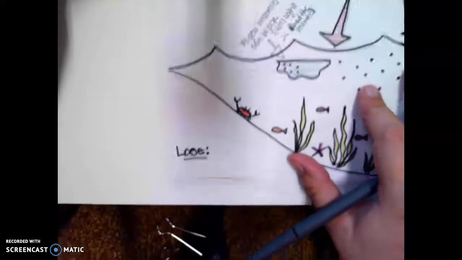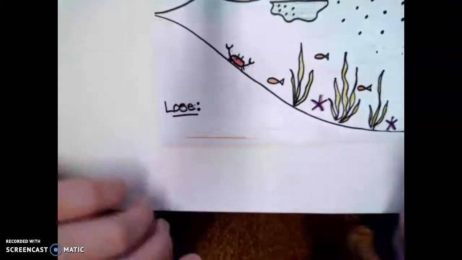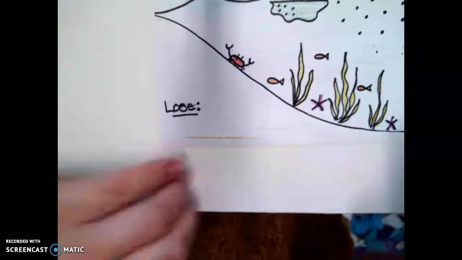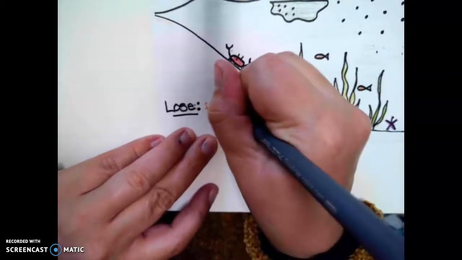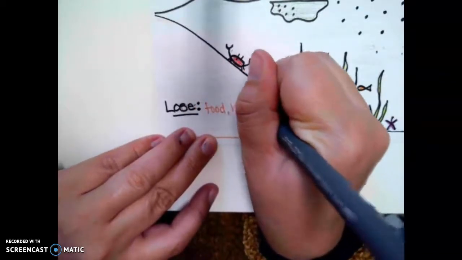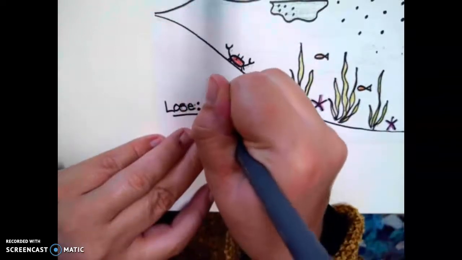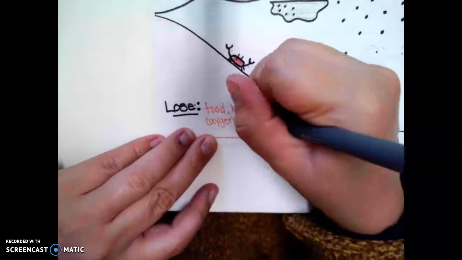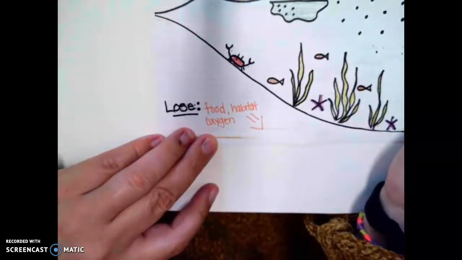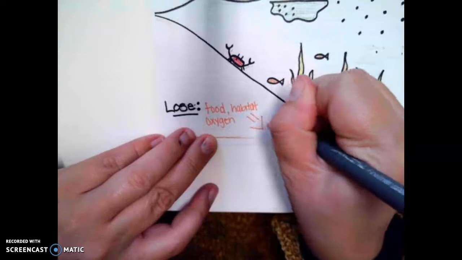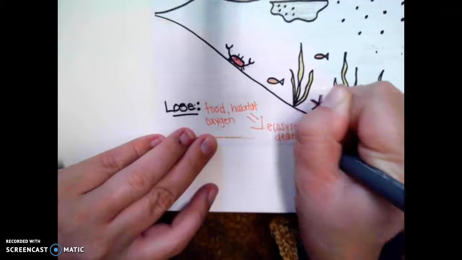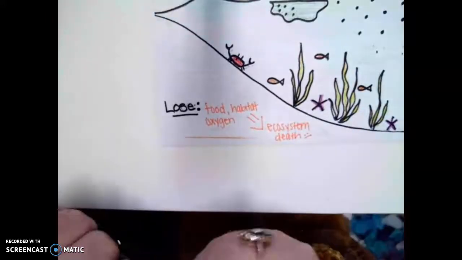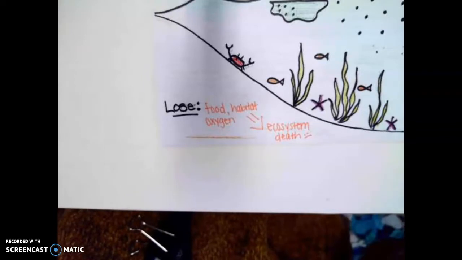Some of the main losses of this eutrophication are, at the very least, food, habitat, and eventually oxygen, which can lead to, or as a result, that's what that big arrow means right there, ecosystem death. Again, bad, frowny face. Okay, that's eutrophication in a whole.